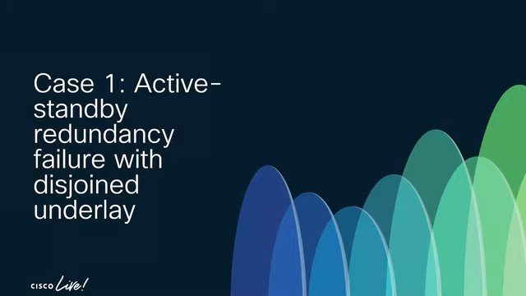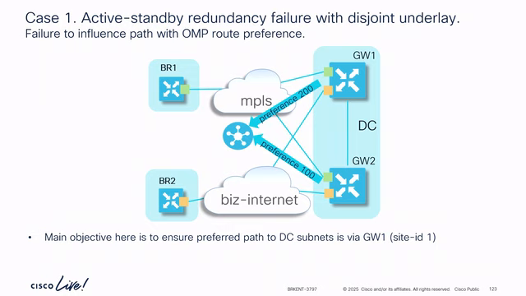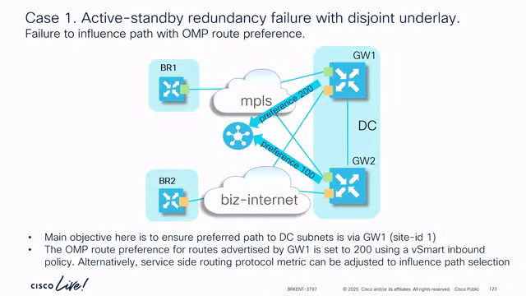So the very first case, which is a real life example, we've seen it long ago, when I maybe was in TAC, is the redundancy. It's an issue with disjoint underlay when a policy was configured to prefer the path from gateway 1. So the idea is that traffic should follow to gateway 1. If gateway 1 is not available, follow to gateway 2. And maybe there is some kind of service-side routing, and we advertise some prefixes from the data center. So my objective is to forward through gateway 1.